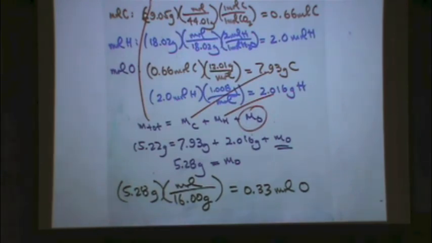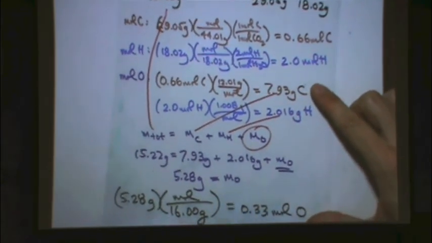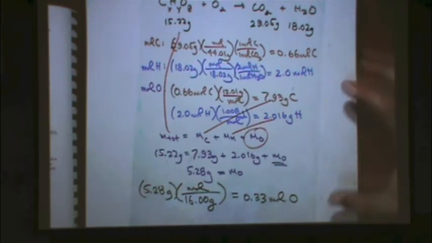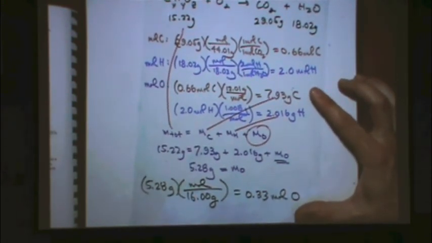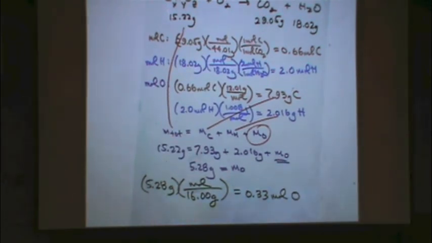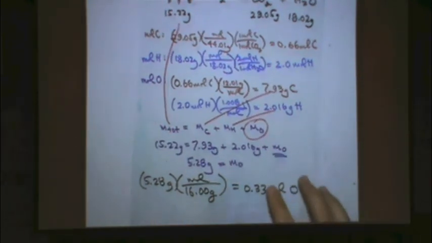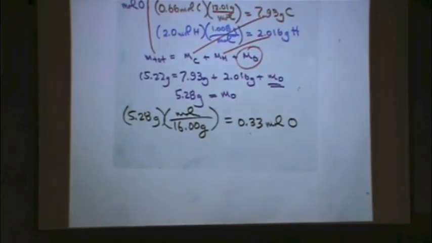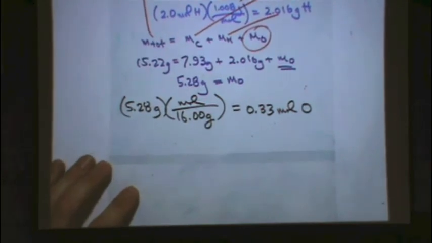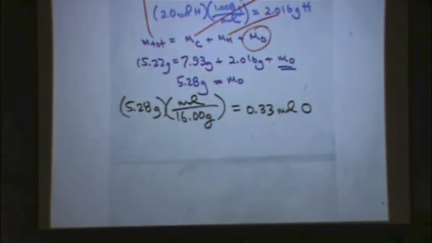Okay. So all this, you can see the moles of oxygen and the moles of hydrogen was one line of work, but all of this was just to find the moles of oxygen. It's always the same flow, just make sure you get used to it. So now I'm going to go to the empirical formula.